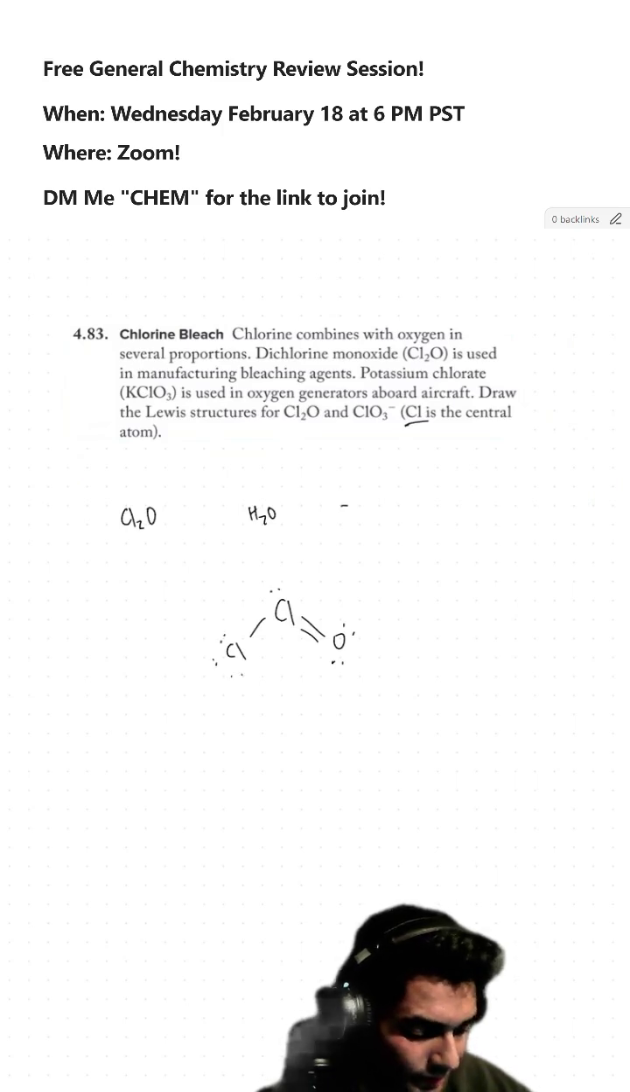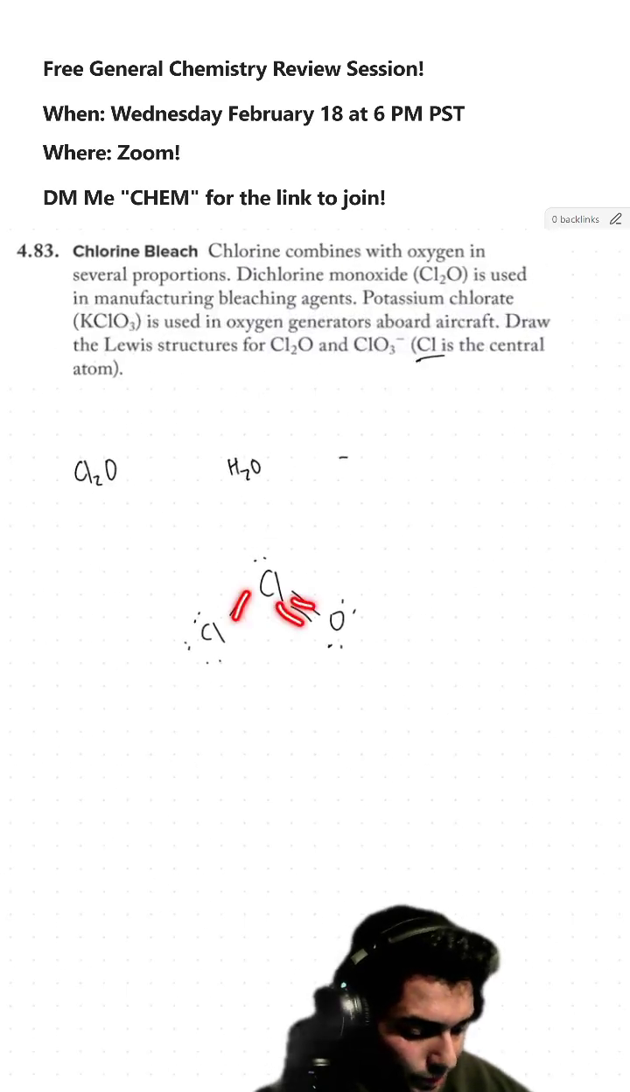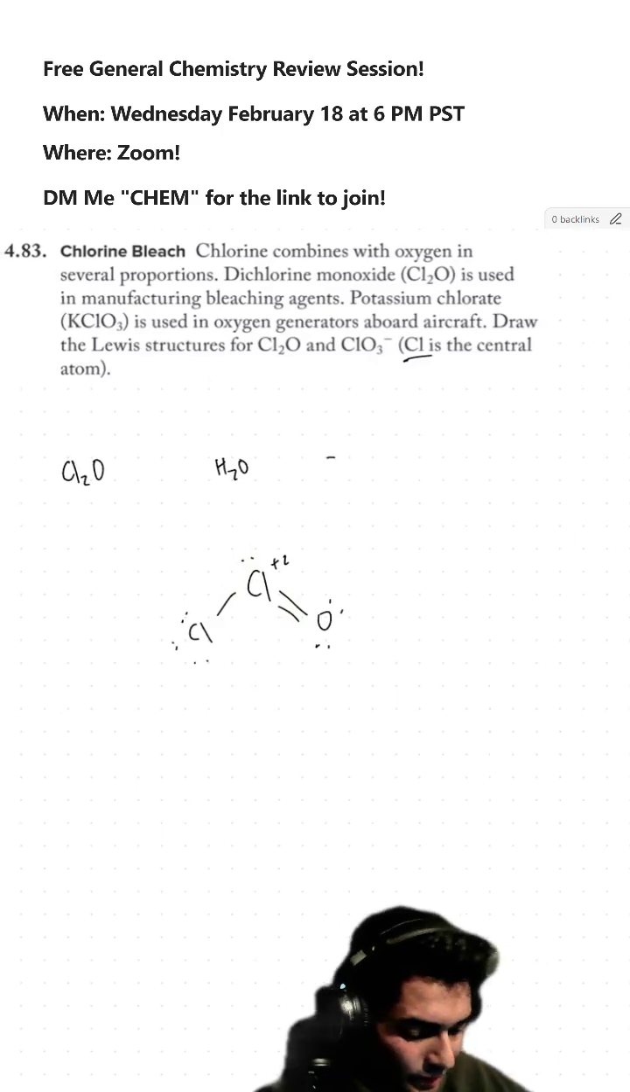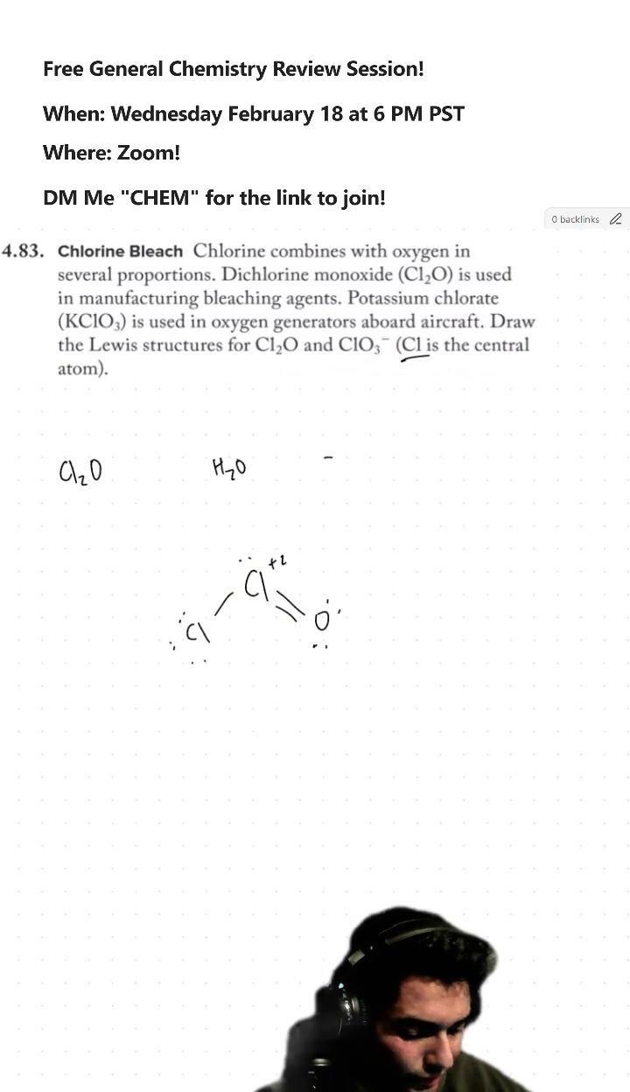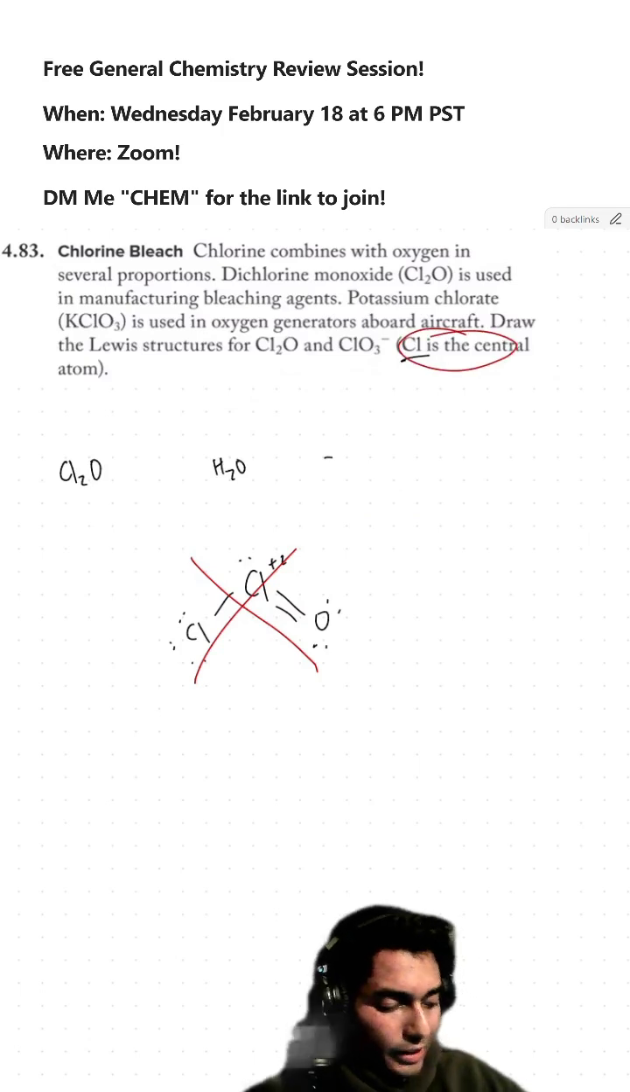Is that right? So I have Cl 1, 2, 3, 4, 5. No, that's not right. This is plus 2. This is 1, 2, 3, 4, 5, 6. 1, 2, 3, 4, 5, 6, 7. So this isn't right because we have plus 2. I don't know why it says Cl is the central atom. That's throwing me off, chat.